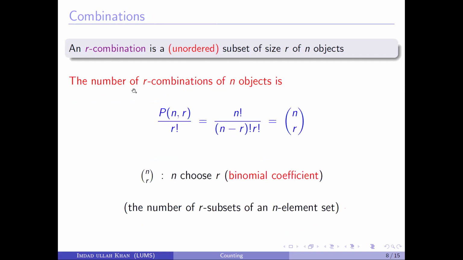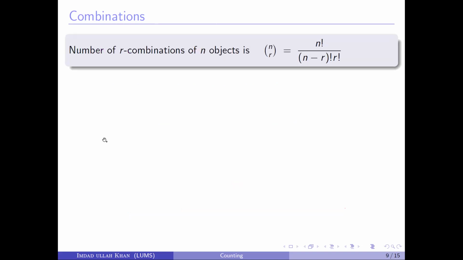So if you have to count the number of r-combinations from n objects, then we write it as P(n,r) over r factorial. Or if you look at the right side, this is the new notation which we are looking at. This is for combinations. We call it n choose r. So n choose r means that we are talking about the number of combinations, more specifically the number of r-combinations of n objects. And this expression is also called the binomial expression. So we'll be reading it as n choose r, which essentially gives us the number of r-subsets from a pool of an n-element set.